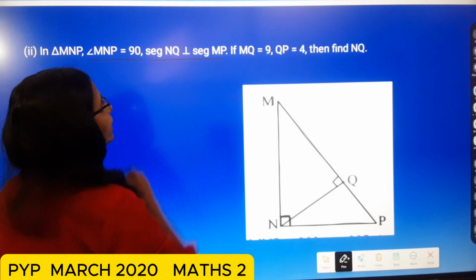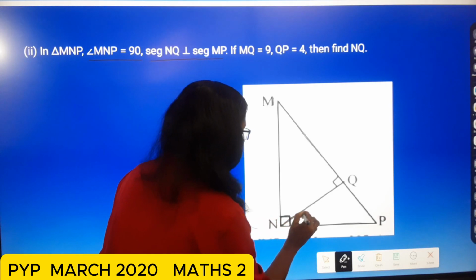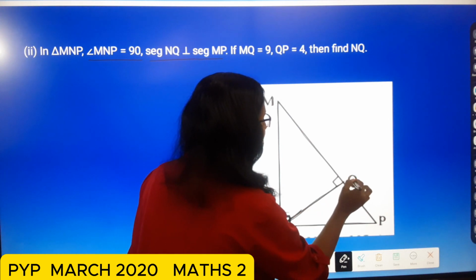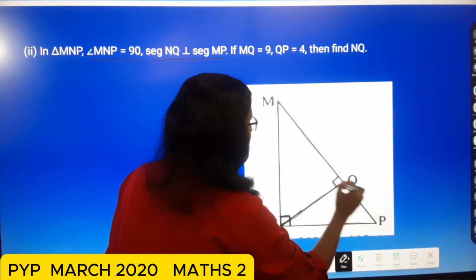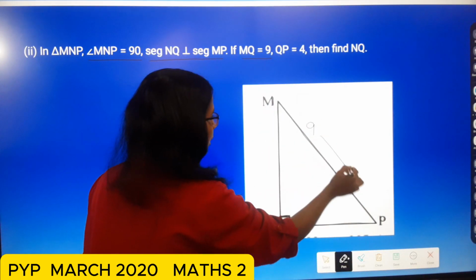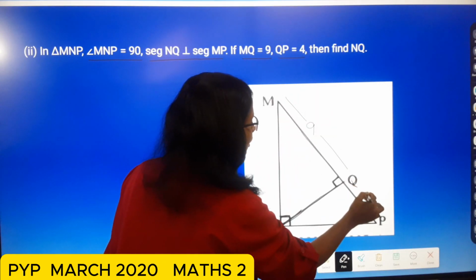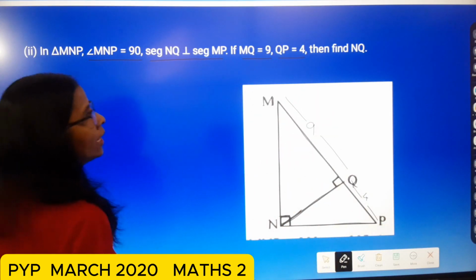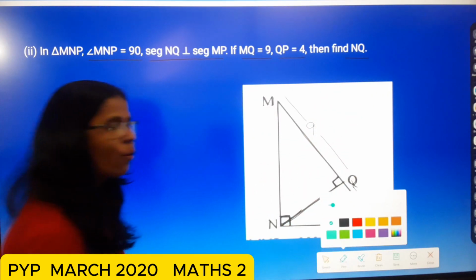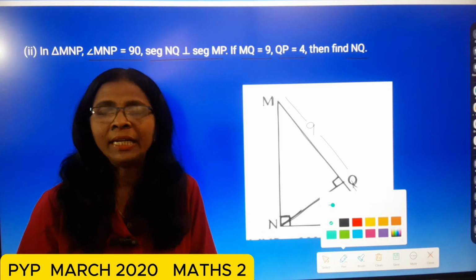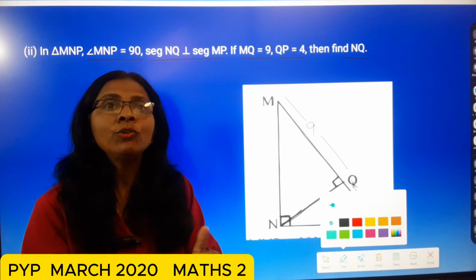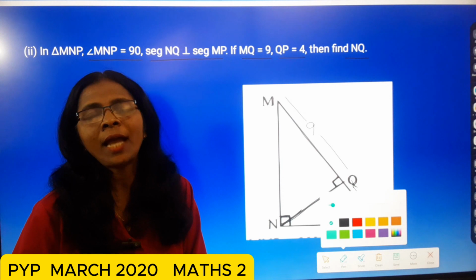Then segment NQ is perpendicular to segment MP. See here, this is the segment NQ, students, and this is perpendicular to MP, and NQ is equal to 9. QP is equal to 4, and we have to find out MQ. Now we have to calculate the perpendicular segment, and that perpendicular segment is drawn on the hypotenuse of the right angle triangle.